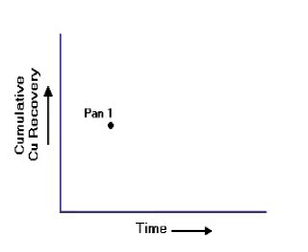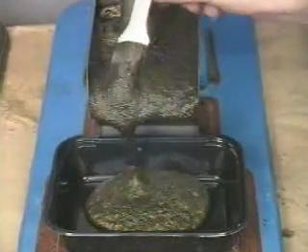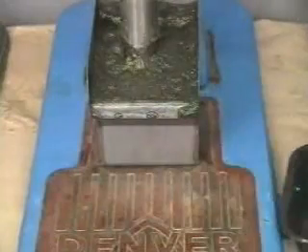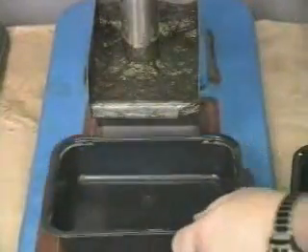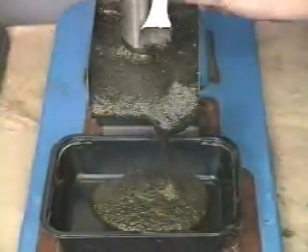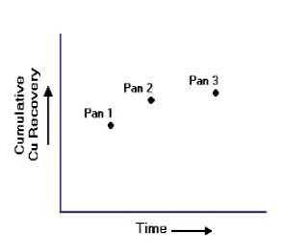If the results from pan 1 are plotted, the point might appear here. The same process is then repeated for pans 2, 3, and so on. Each pan is weighed and assayed and then plotted on our graph. It is important to note that we are adding the recovery of each pan to the recovery from any previous pans. This is called the cumulative recovery.